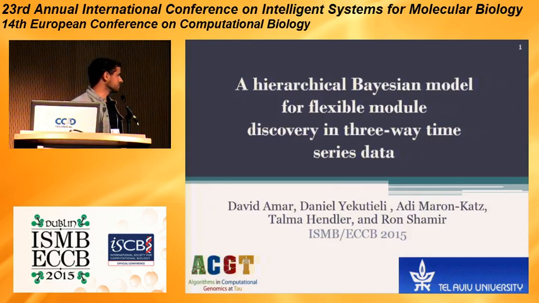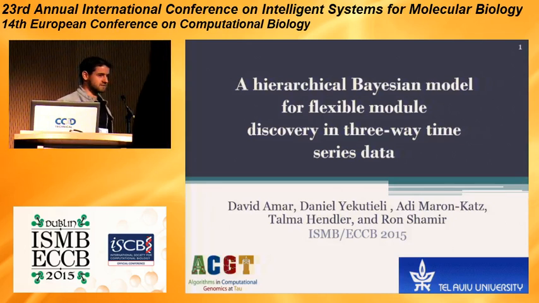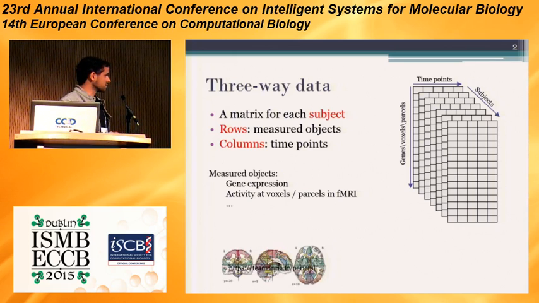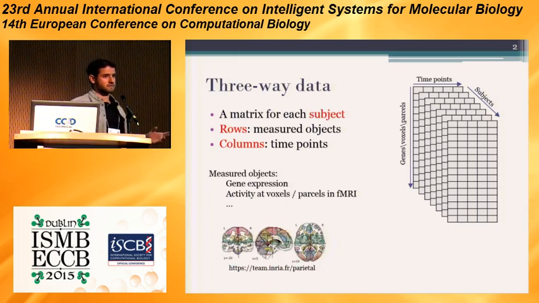Everyone, thank you. I will present our work on finding modules in three-way time series data. In this data, we have 3 dimensions. Rows are objects that we measure. This could be genes if we talk about gene expression data. This could also be brain regions in brain fMRI data, often called voxels or parcels. And we measure the activity of these objects over time in different subjects.